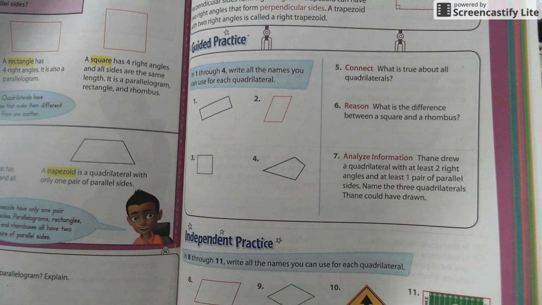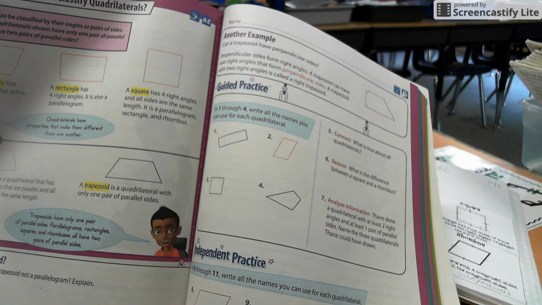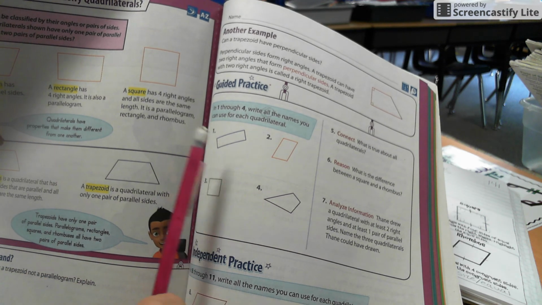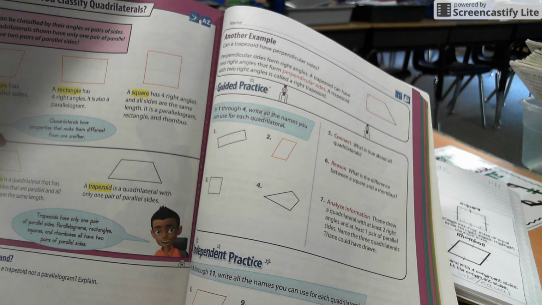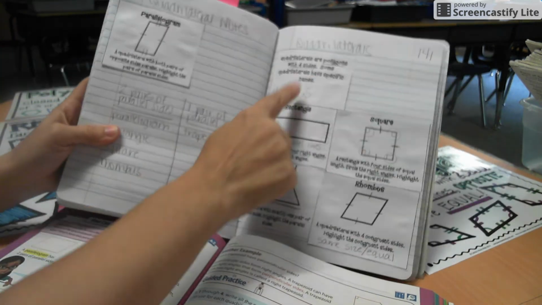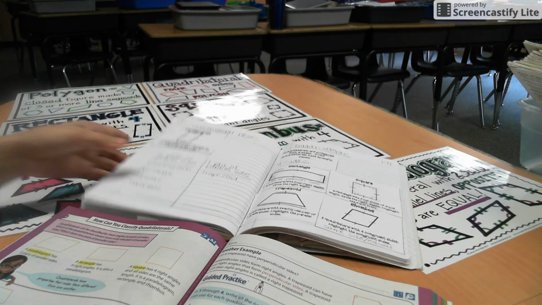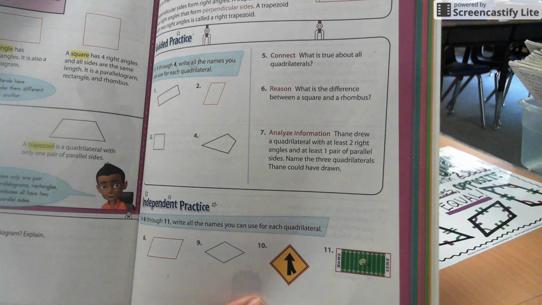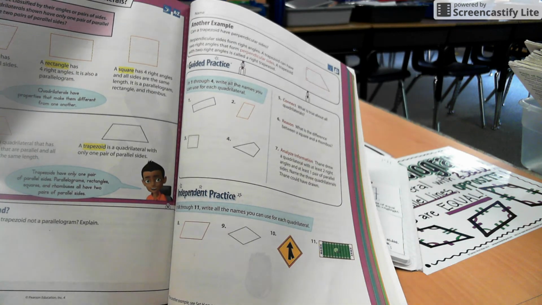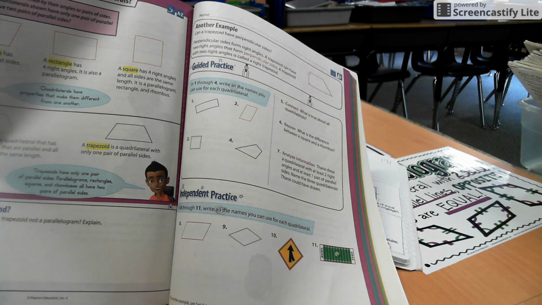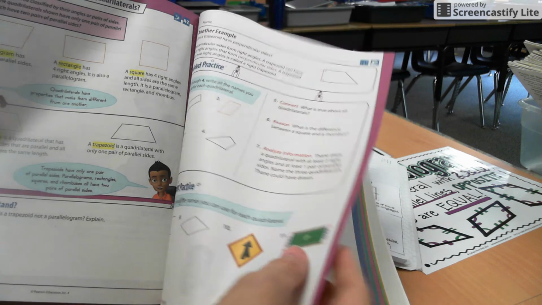All right, so for 1, 2, 3, and 4, looking at the directions, it says write all the names right here that you can use for each quadrilateral. So that means there will be more than 1 name for some of them. So think about right here which ones it could be. Then you're going to answer 5, 6, and 7. Use your notebook. Then for 8, 9, 10, 11, you're doing the same thing. Write all the names for the quadrilaterals. So that means there's going to be more than 1 name.